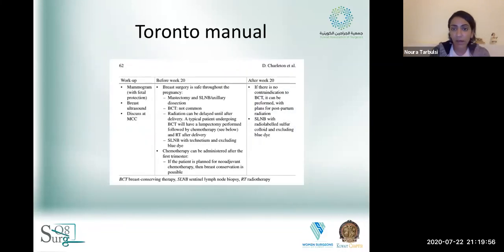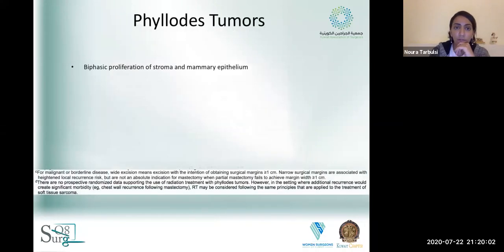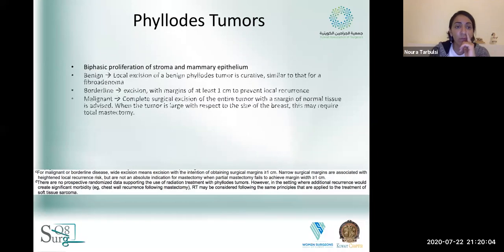This is another way of looking at it in the Toronto manual, before 20 weeks or after 20 weeks. I prefer the 3 trimesters. Phylloid tumors, 3 types: benign, borderline, malignant. Benign is basically just a fibroadenoma that's big but has a chance of coming back after surgery, and that's why we need wider margins.